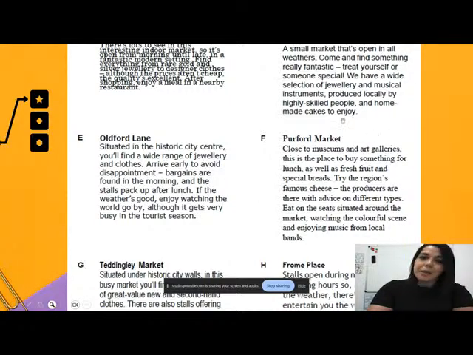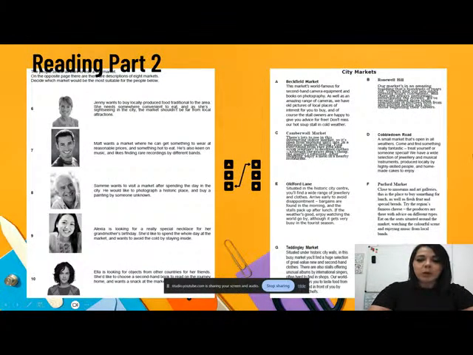However, if we look at Purford Market, at option F, we can see that it is close to museums and art galleries. Okay, it's near the other attractions. We can see that it has food, a place to buy something for lunch, fresh fruit, special breads, the region's famous cheese. Okay, that's perfect for Jenny. And it has somewhere convenient to sit, with eating on the seats situated around the market. Okay, so option F, I would say, is definitely the best option. Okay, so there we go.